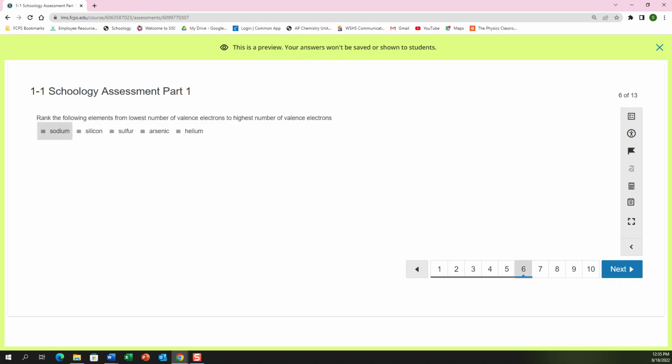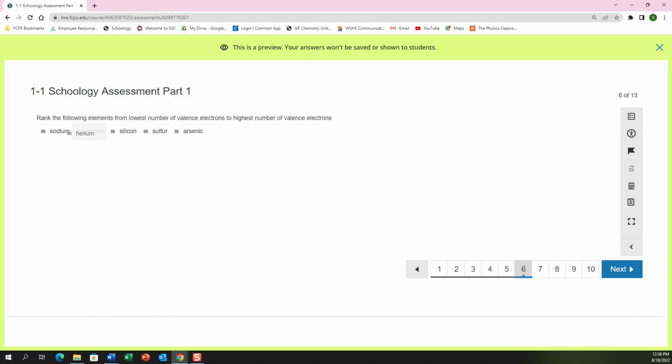So it has 1 valence electron. Let's see. Silicon is in group 4 with carbon, so that has 4. Sulfur is in group 6 with oxygen, so that has 6. Arsenic's in group 5A with nitrogen, so that has 5. And then remember, helium has 2.